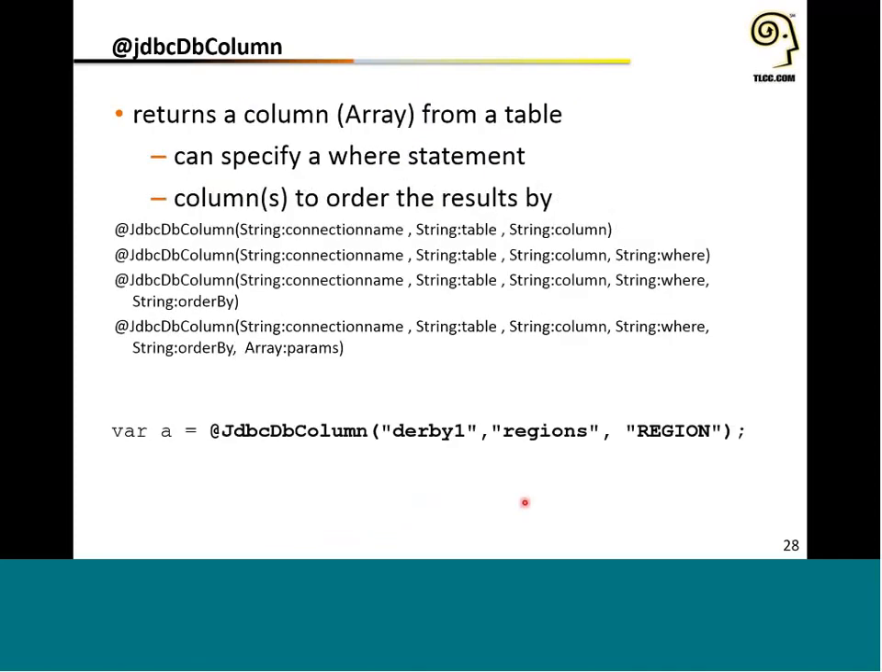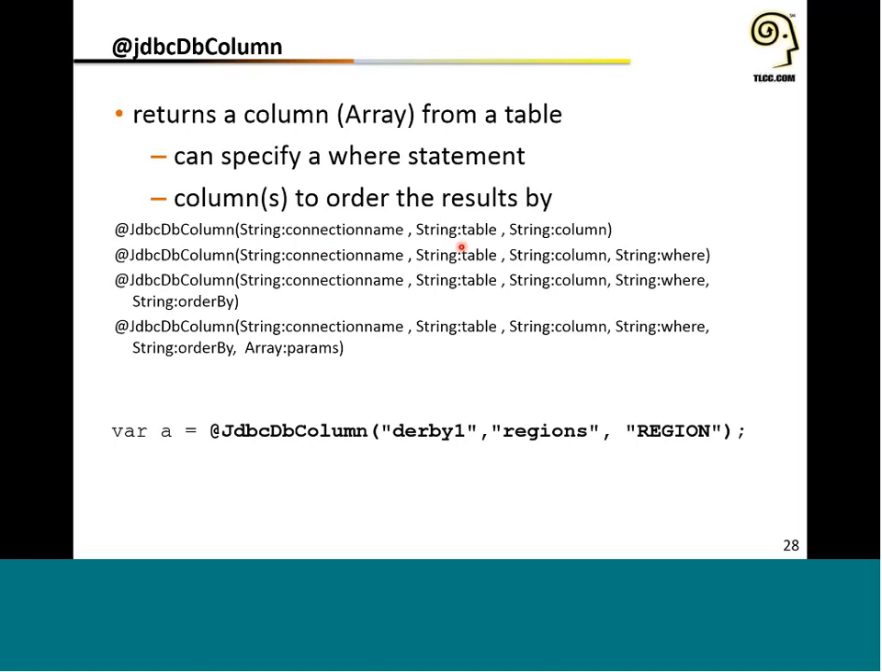Here's one that Notes developers are gonna love. It's basically a DB column, but it goes to relational data instead of your Notes data. So there's a couple of different ways to do this. The first way is 3 parameters. You give it the connection name, which can be that Derby1 example we had, or it can be a connection object that we just talked about using that @JDBC get connection.